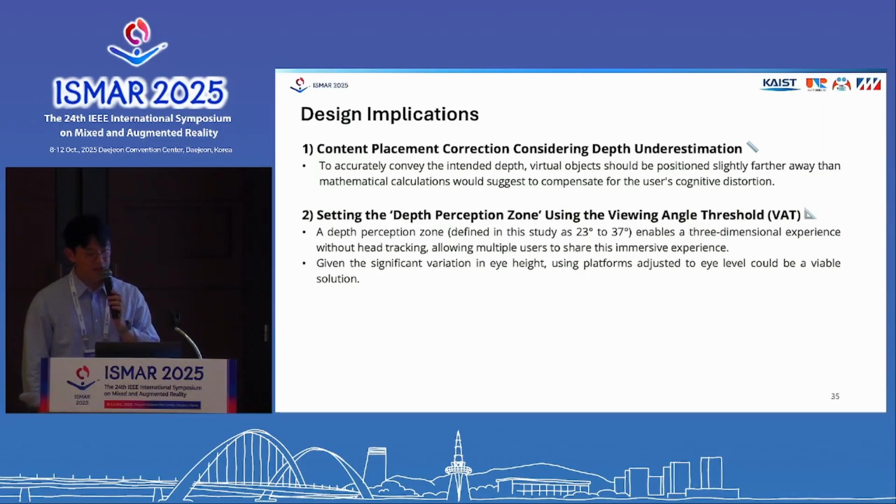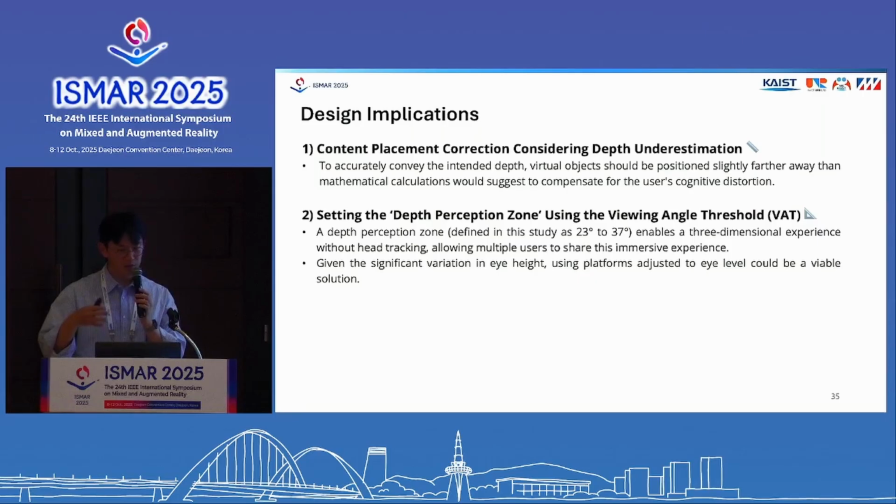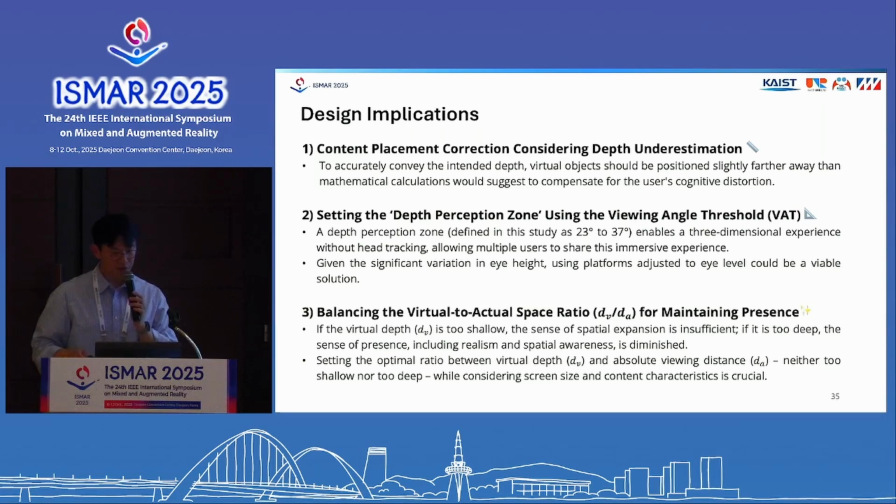The second is setting the depth perception zone using the viewing angle threshold. It might always differ depending on the condition, but by distinguishing this, we can have some zone for it. And third is balancing the virtual to actual space ratio for maintaining presence.